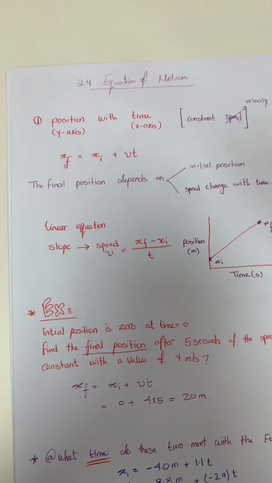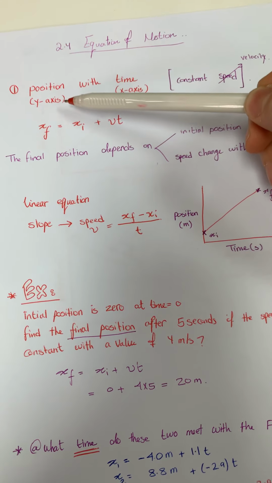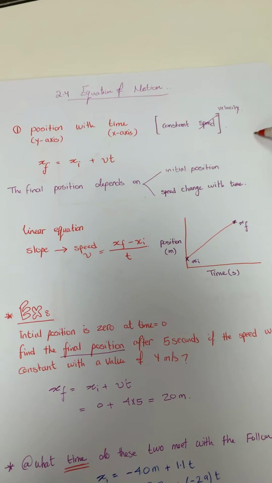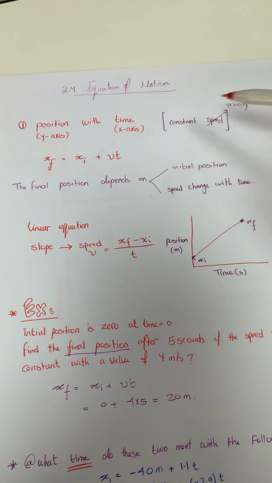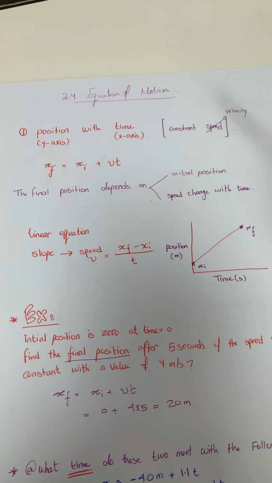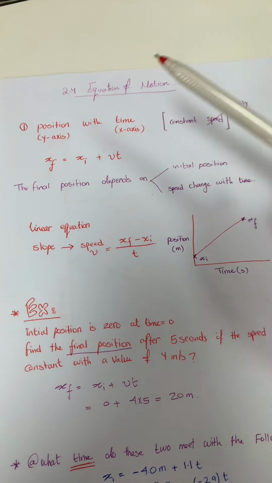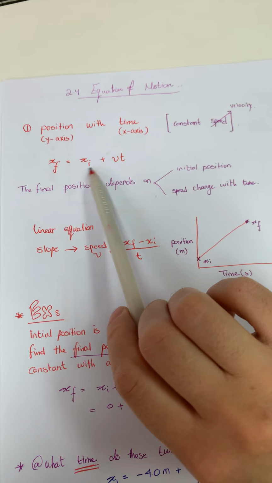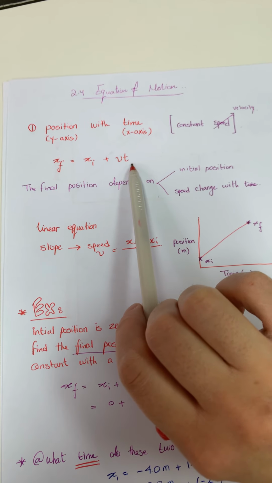The one that we will deal with is the one that talks about the position with time at a constant velocity. So when I plot the position versus time, the velocity should be the same. The equation states that x final equals x initial plus v times t.